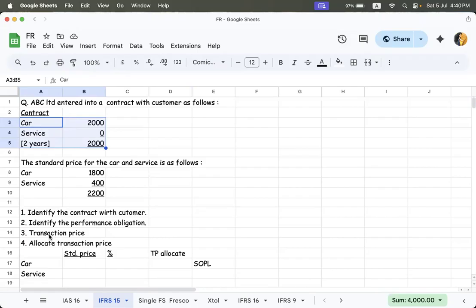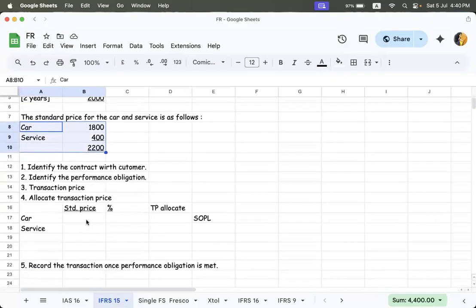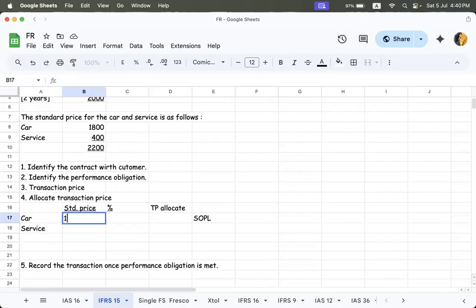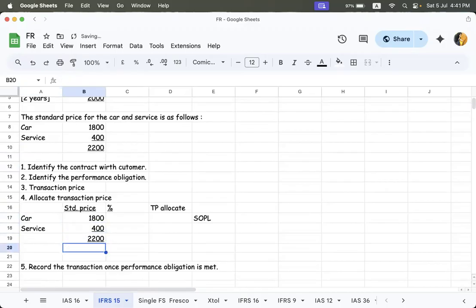And the transaction price is going to be 2000, right? Now, the 2000 is different from the company's normal pricing. That is a standalone price, as we say, that is 2200, right? So we need to allocate the transaction price towards the performance obligations. The standalone price or the standard price is 1800 and 400. So together it becomes 2200, right?